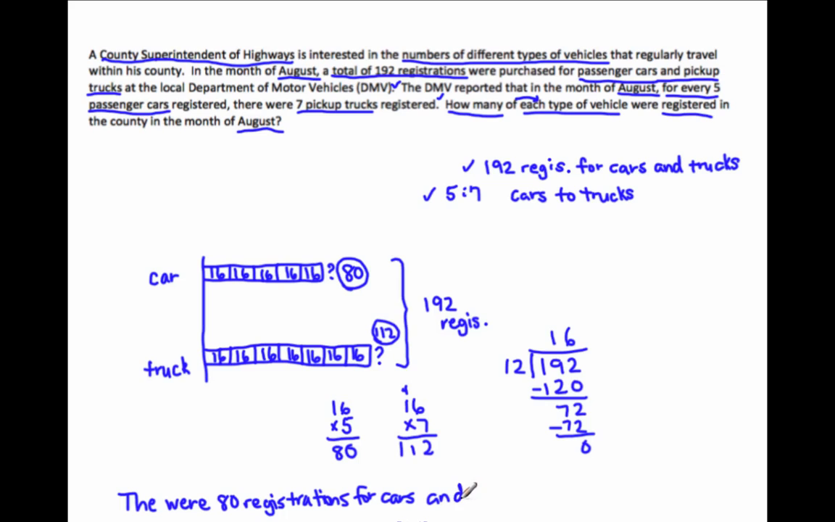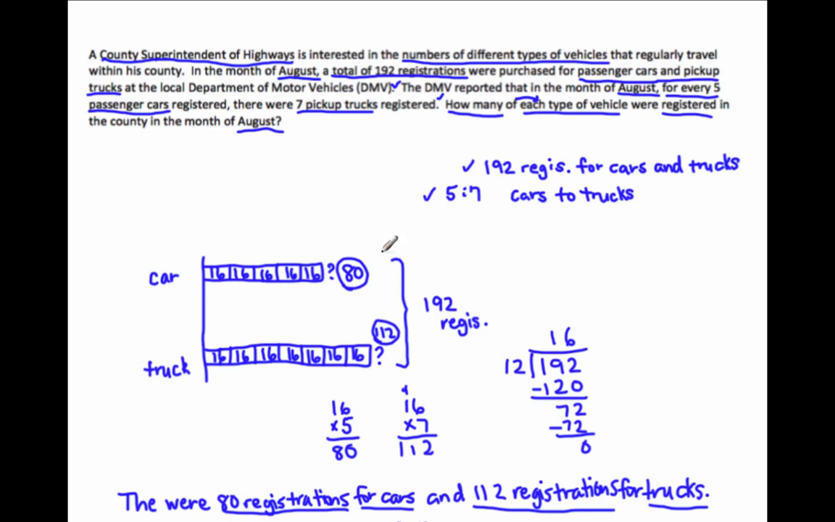And 112 registrations for trucks. And that answers the question in a complete sentence. There we go. And if you look at these two numbers right here, 80 plus 112, it should add up to 192 registrations. Okay? So that is how you solve using tape diagrams.